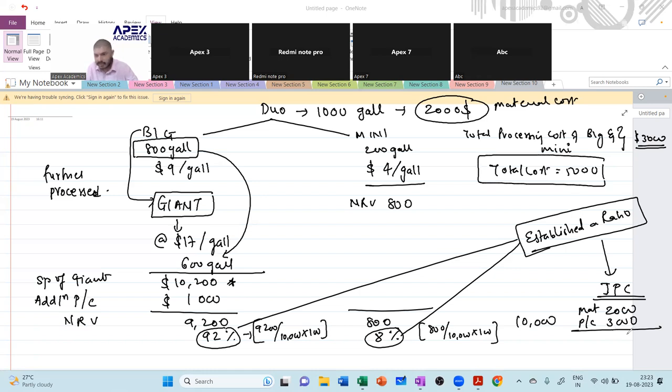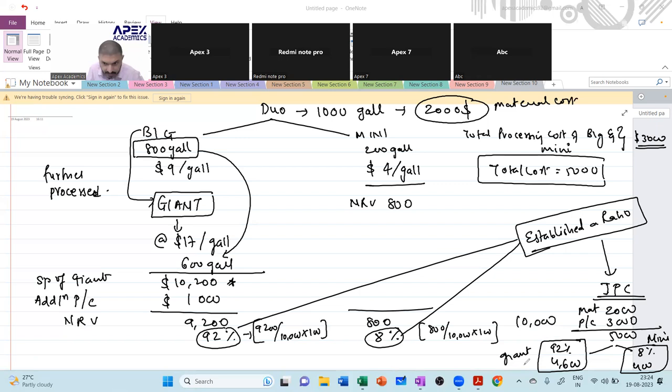Now this 5,000, you have to split in what ratio? 92% and 8%. So 5,000 multiplied by 8% gives you 400. And this will give you how much? 4,600. 92% is what? Giant. And this fellow is what? Mini. This is your answer, 4,600 and 400. However, you have to keep one thing in mind.